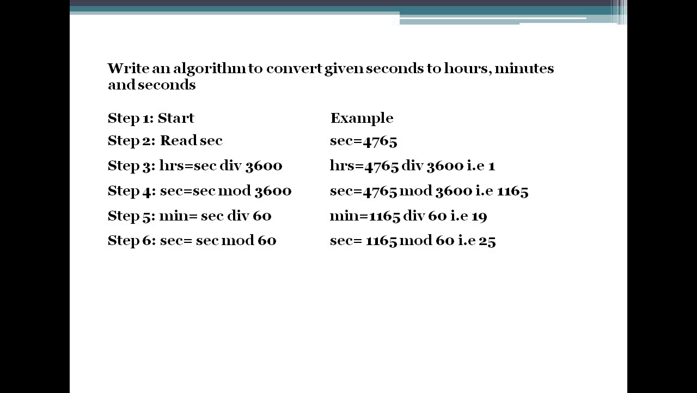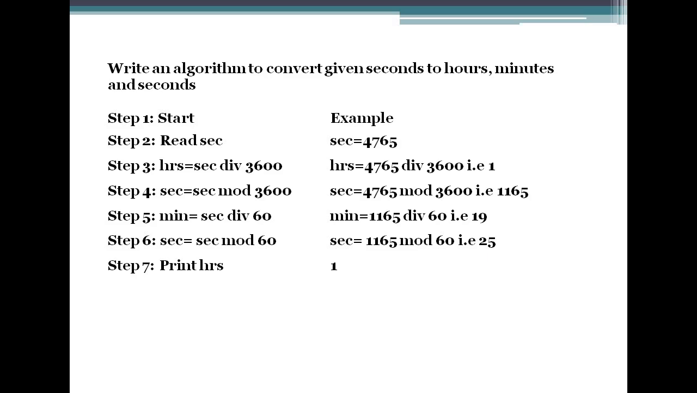Now we have to take the remaining seconds. For that again we are going to use the same arithmetic operation, that is mod. Seconds is equal to seconds mod 60. In the given example, the remaining seconds are 1165, so 1165 mod 60 leaves 25 seconds. Now we have separated hours, minutes and seconds. 4765 seconds means 1 hour 19 minutes and 25 seconds.